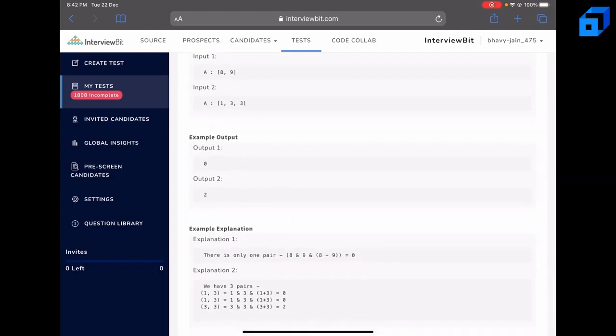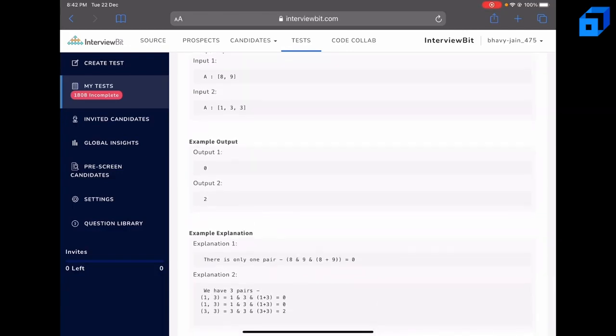So for example, if A is 8, 9, we only have one pair, that is 8 and 9, and 8 plus 9. So which will be 0. Similarly for 1, 3, 3, we have 3 pairs: 1, 3; 1, 3; and 3, 3. So for 1, 3, we get 1 and 3 and 1 plus 3, which is 0. For 3, 3, we get 3 and 3 and 3 plus 3, which is 2.